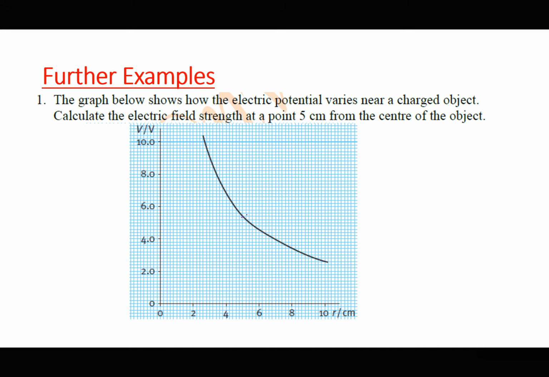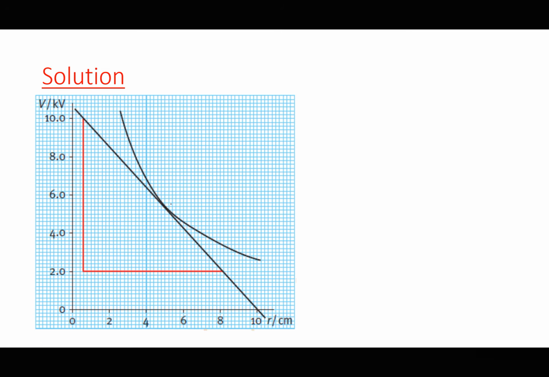Then all we find is the gradient. Remember, I just mentioned the electric field strength is the negative potential gradient. We have in mind that the electric field strength is the negative potential gradient. So I will draw the tangent at that point at 5 centimeters and find the gradient of the tangent, because I know E is equal to the negative potential gradient.